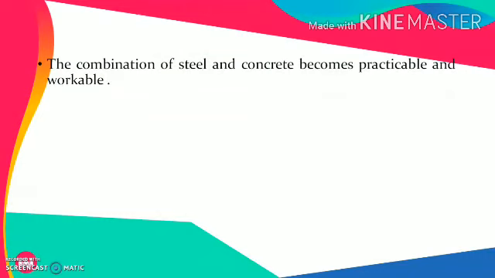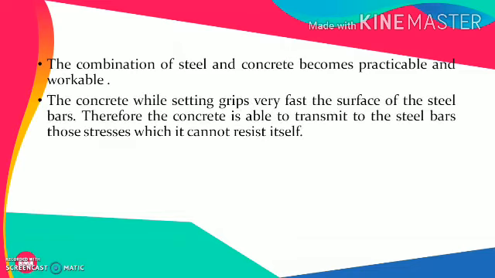Because of that, the combination of steel and concrete becomes practicable and workable. The steel is strong enough to take the tensile stresses, and that's why the combination of steel and PCC has been proposed. The concrete while setting grips very fast the surface of the steel bars. Therefore, the concrete is able to transmit to the steel bars those stresses which cannot be resisted by itself. Or in other words, the concrete transfers the tensile stresses to the steel and compressive stresses are generally borne by the concrete itself.